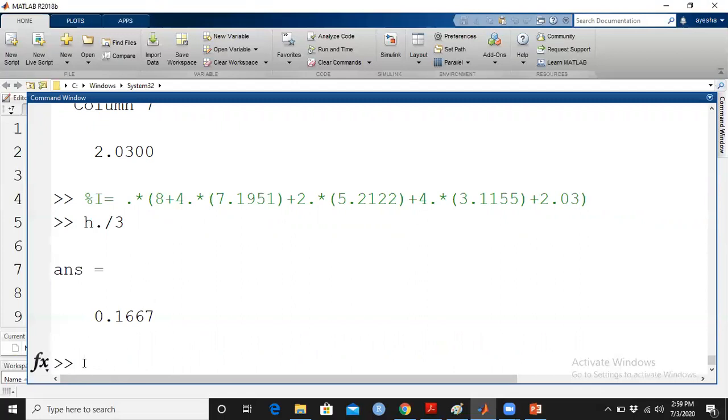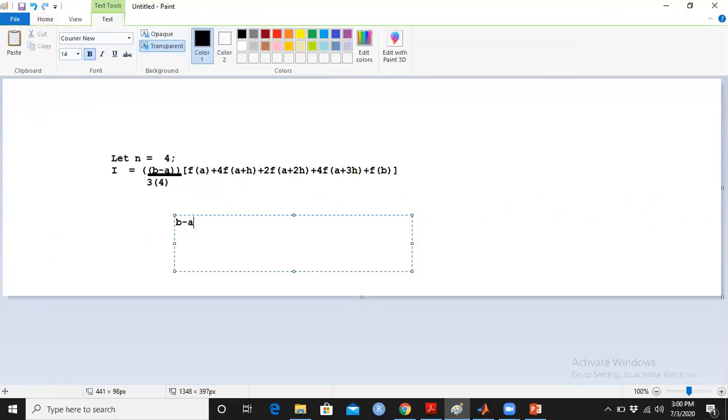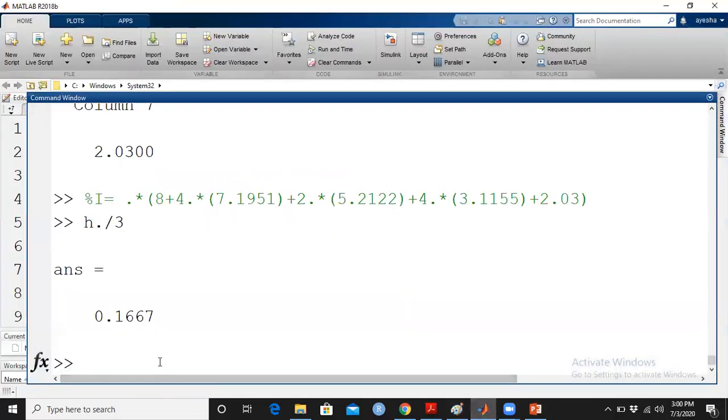Okay, so now I will write this number. Why? Because it's the formula: they tell me to write outside (b minus a) divided by 3n, or h by 3. Both have the same meaning. Please remember that (b minus a) divided by n and h are the same. All right, so now let me go back to my formula.